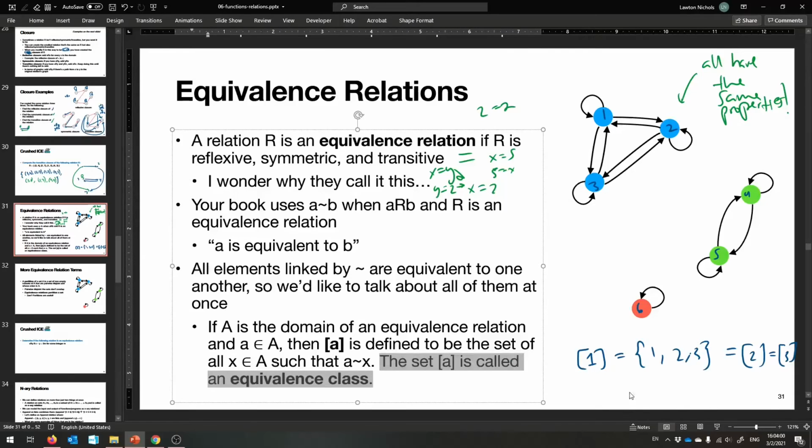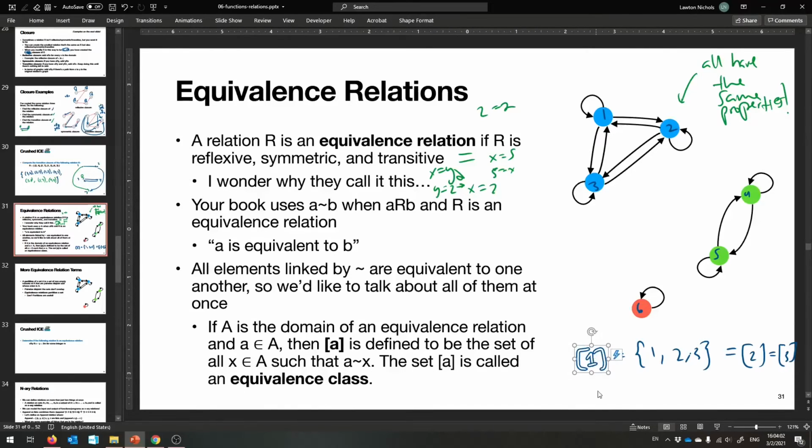This is called the equivalence class. The equivalence class using 1 is 1, 2, 3. The equivalence class using 4 is 4, 5. Same for the equivalence class using 5. And the equivalence class using 6 is just itself.